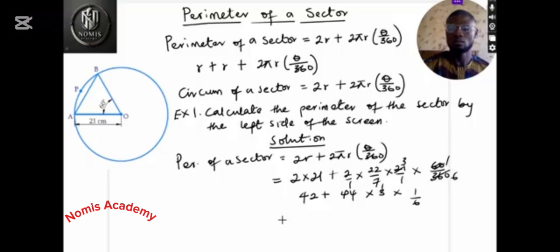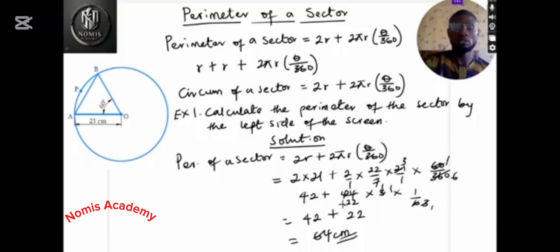So my answer now becomes 42 plus, now I can say 2 here 3, 2 here 22, so 3 here 1. So now we are left with 42 plus 22, multiplied by 1, multiplied by 1, so that is 22. Therefore, the perimeter of the sector is 64, because 42 plus 22 gives us 64 centimeters. So that is the perimeter of the minor sector.